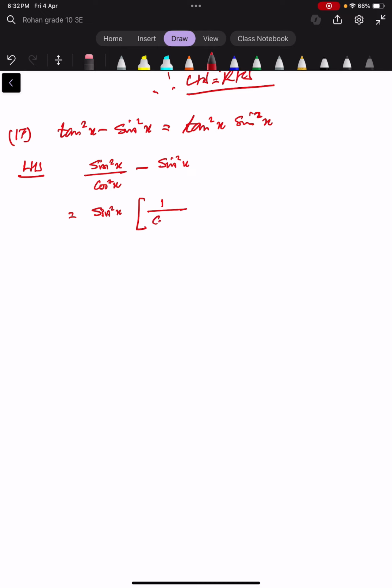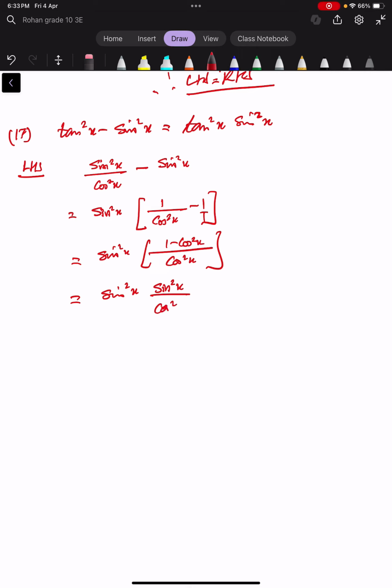1 over cos squared x minus 1. So sine squared x times (1 minus cos squared x) over cos squared x, and 1 minus cos squared x is sine squared x. So sine squared x into sine squared x upon cos squared x. What is sine squared x upon cos squared x? That's tan squared x. So you convert it back to tan.